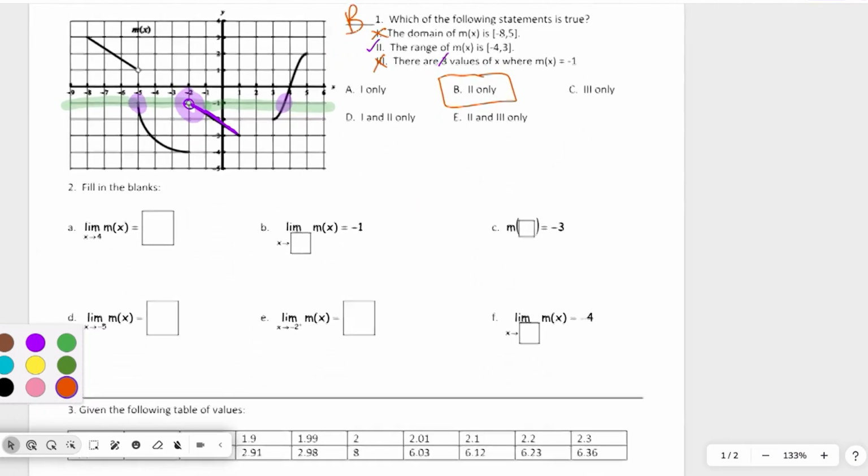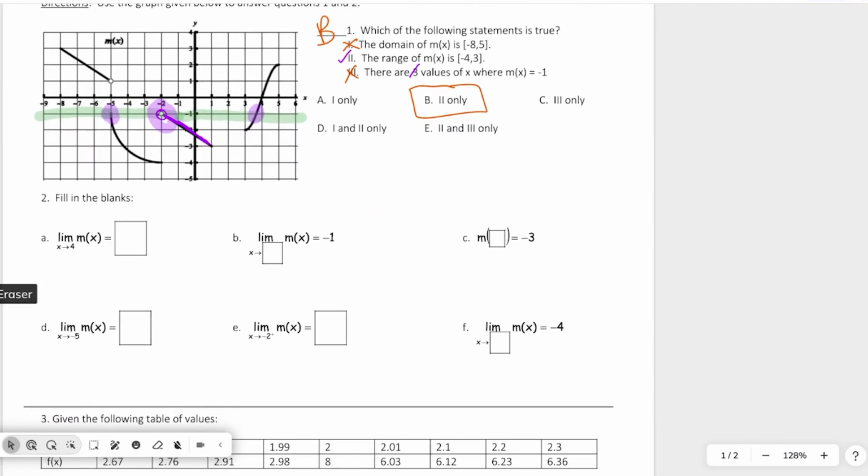Number 2 says fill in the blanks, and this is going to be asking about specific limits. So the first one is the limit as x approaches 4. As we calculate these limits, we want to be checking the behavior of the graph both to the left of 4 and to the right of 4. And if those two one-sided limits agree with each other, then we do have a limit.